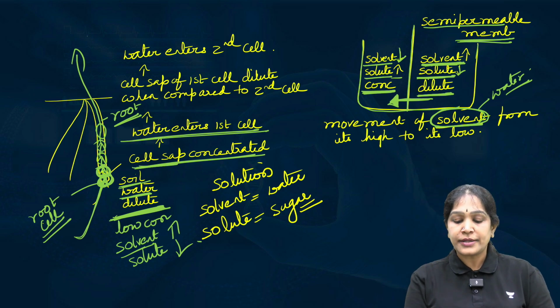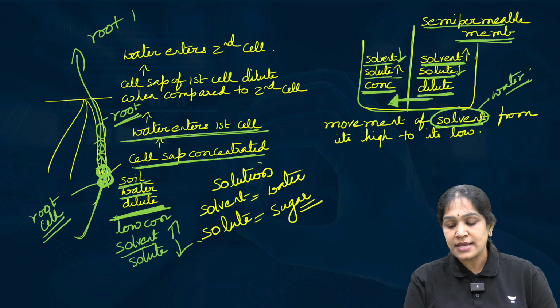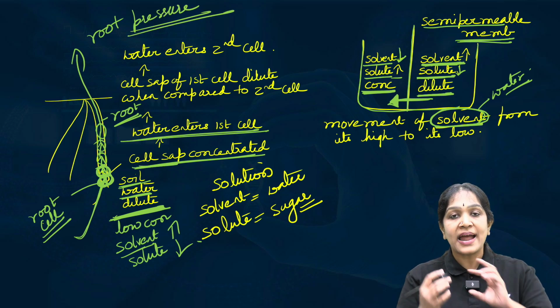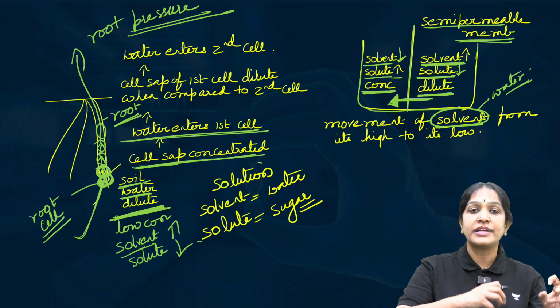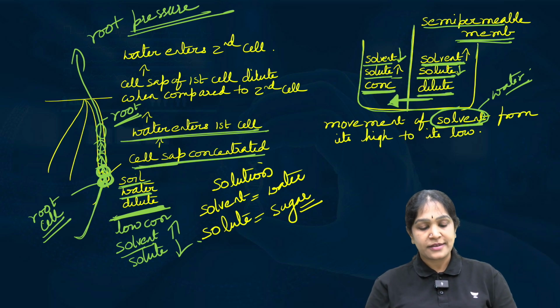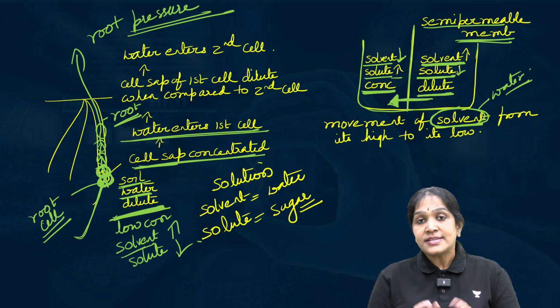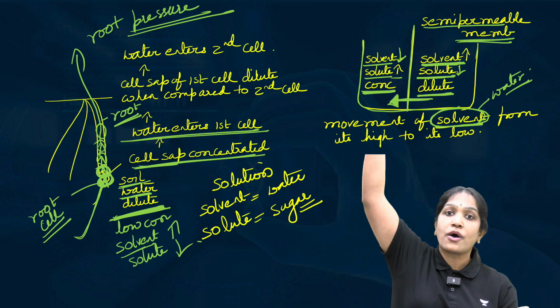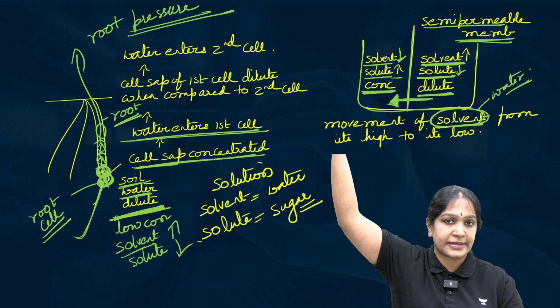This is called root pressure. This is how the plant absorbs the soil water through the roots. Fine, but some trees, like eucalyptus trees, are so tall, meters of height.